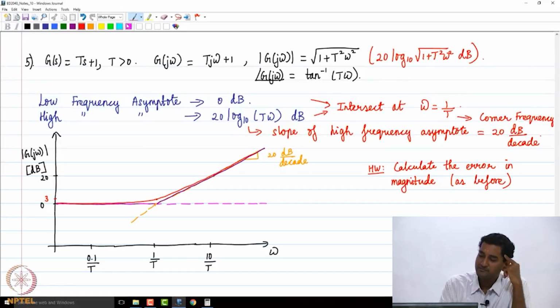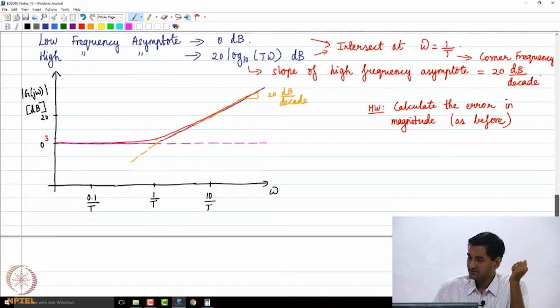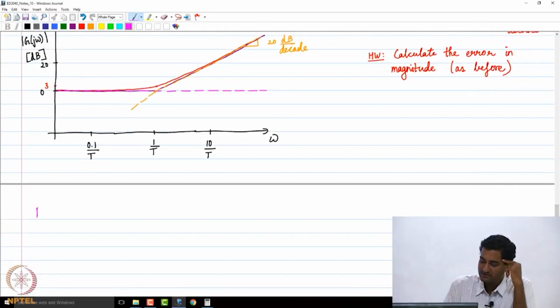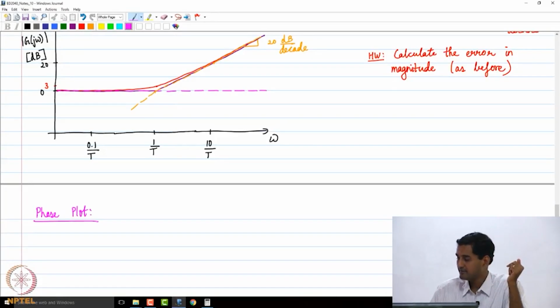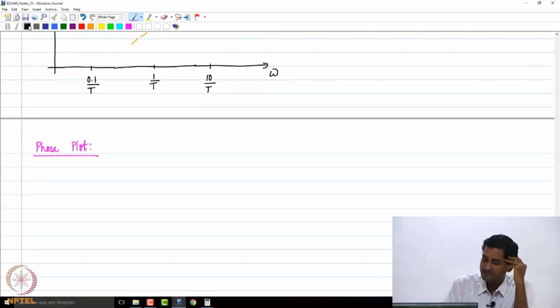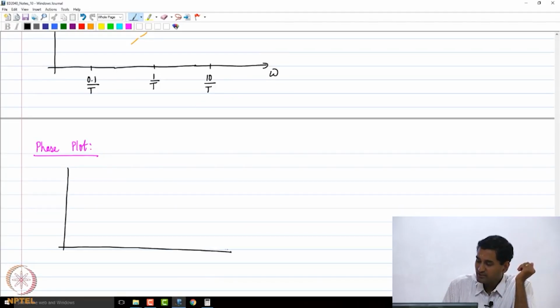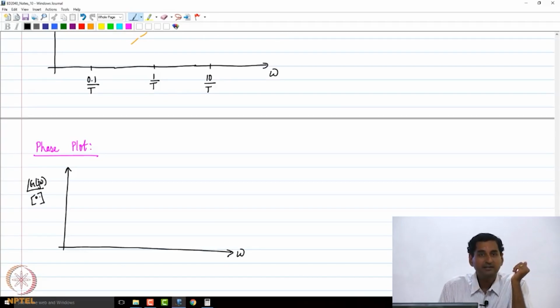What about the phase plot? Let me draw it in the next page, okay. So, what happens to the phase plot? So, once again it is going to be a reflection, right. So, what is going to happen? So, what would the phase tend to as omega tends to infinity? It will tend to plus 90, right. At omega equals 1 by capital T it will be 45 now.